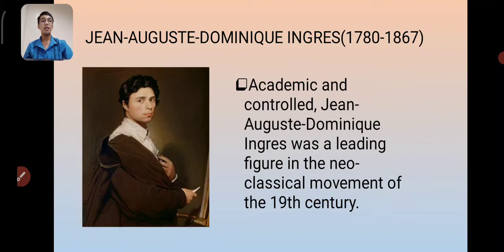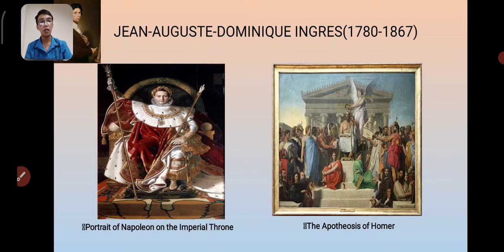Second one is Jean Auguste Dominique Ingres, 1780 to 1867. Ingres was a pupil of Jacques-Louis David. He was influenced by Italian Renaissance painters like Raphael, Nicolas Poussin, Botticelli, and his mentor Jacques-Louis David. His paintings were usually nudes, portraits, and mythological themes. He was regarded as one of the great exemplars of academic art and one of the finest old masters of his era. His famous artworks are the Portrait of Napoleon on the Imperial Throne and The Apotheosis of Homer. Yan yung pinaka-famous artworks ni Ingres during his time.